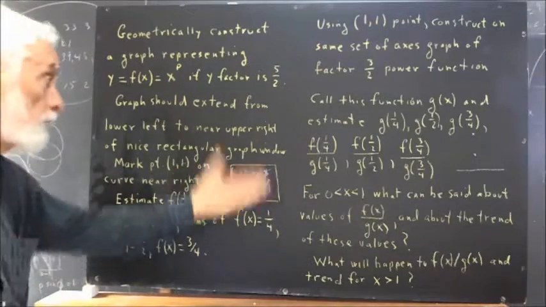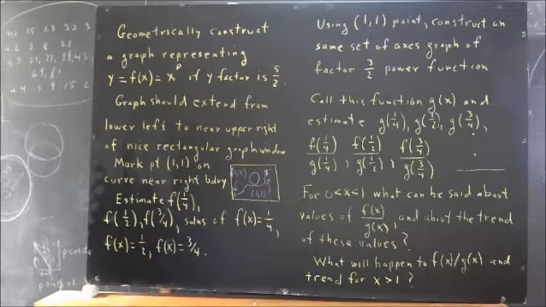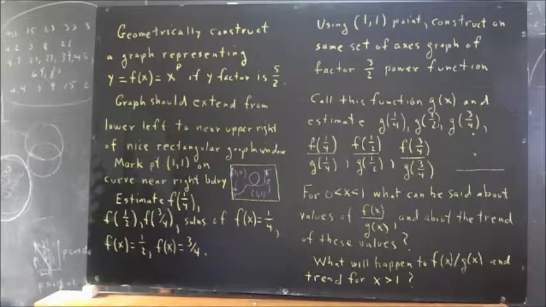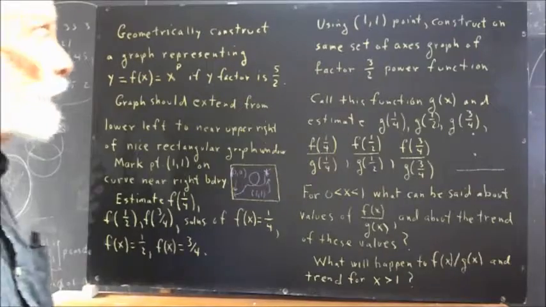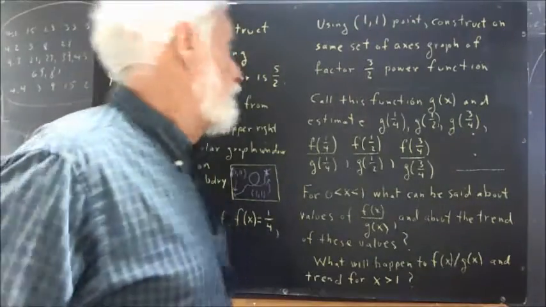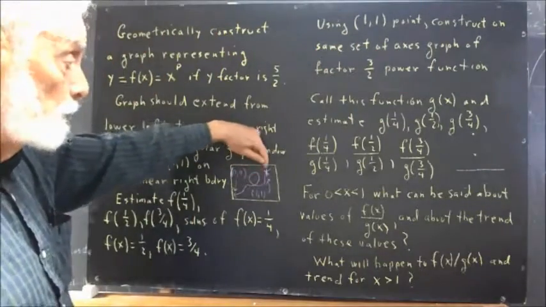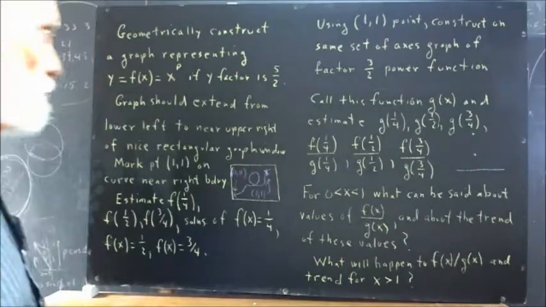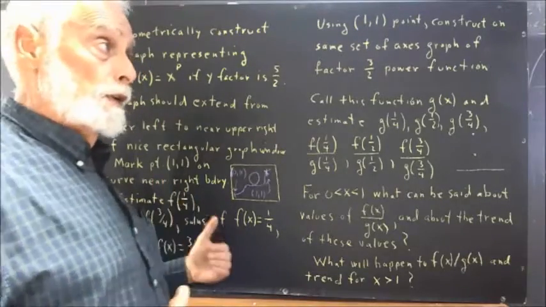Then, having constructed the graph, we estimate f of 1/4, f of 1/2, f of 3/4, and solutions of the equations f of x equals 1/4, f of x equals 1/2, f of x equals 3/4. If you don't know what all that means, you might want to look at the longer versions of some of the earlier videos. Then, using the 1, 1 point on the same set of axes, the same point you marked here, construct the graph of the factor 3 halves power function. Well, we already constructed that. You know how to construct it. You have most of what you need in order to construct it.